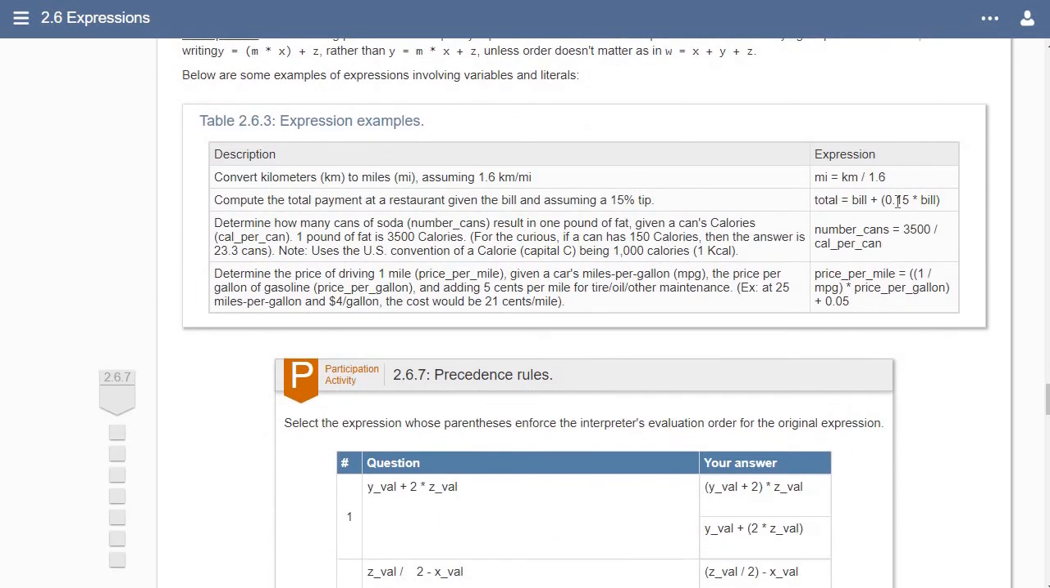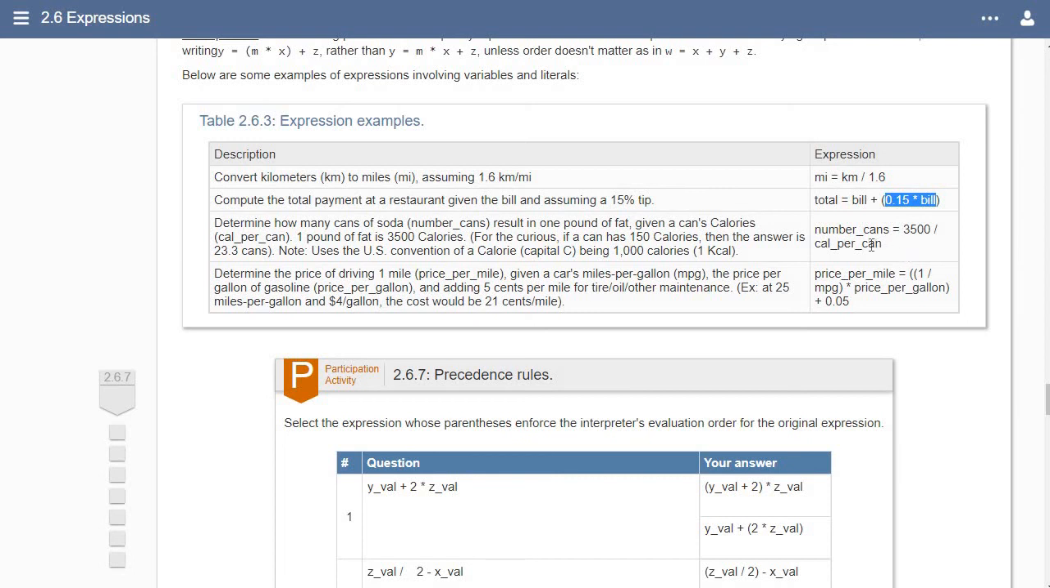So here are some examples. Bill plus 0.15 times the bill. That would, if let's say your bill was $100, then that would be 15 plus 100, which would be 115 plus the bill. Or actually, sorry, this part here would figure out that it's 15, and then we would add it to the bill, which would make it 115. My bad.